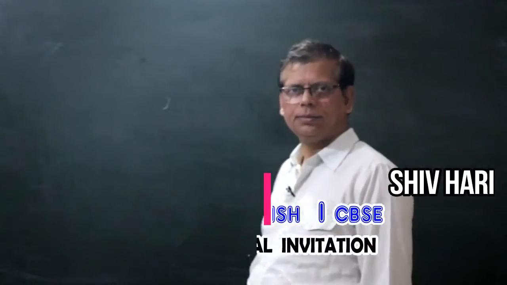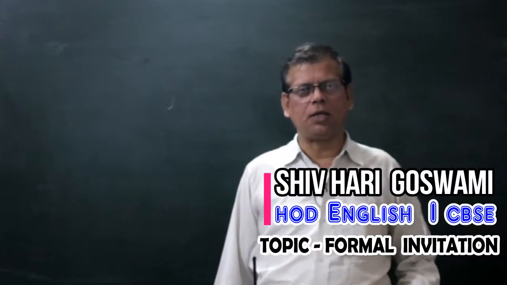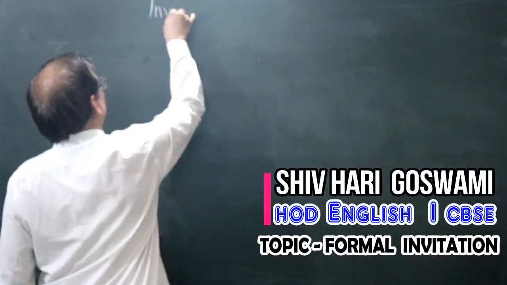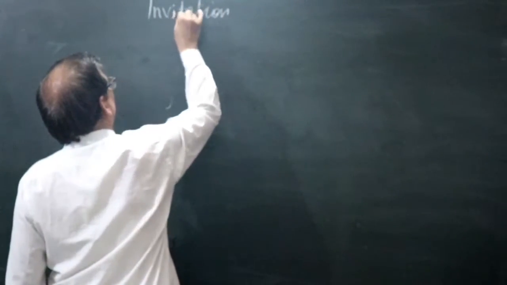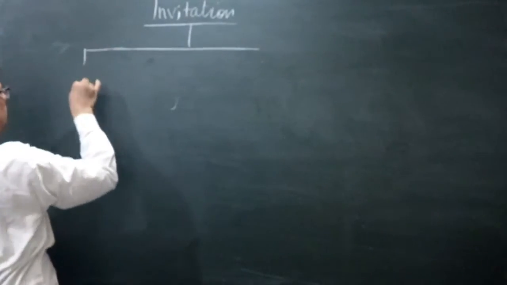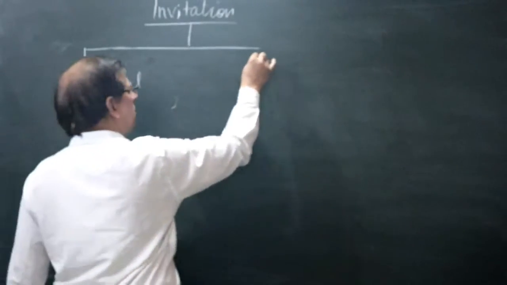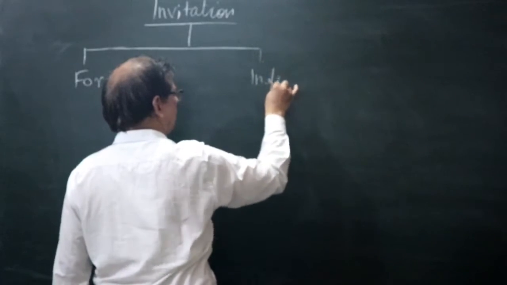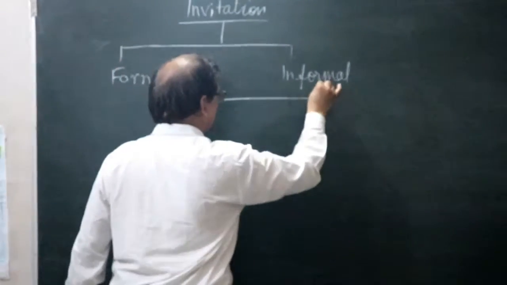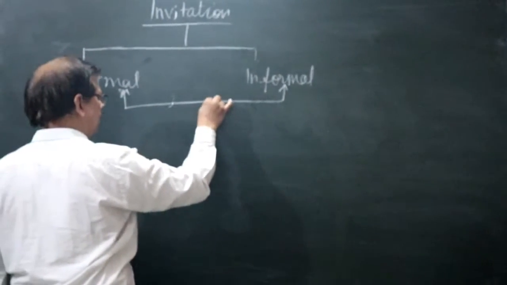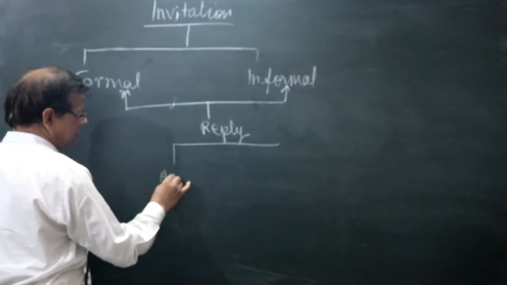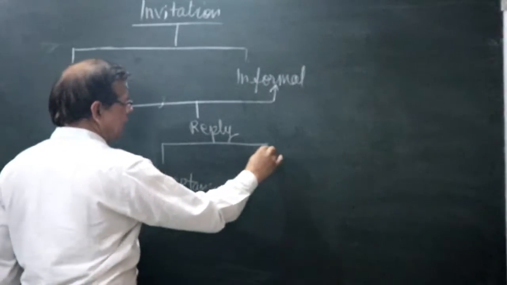Yes. Hello children. Today we are to discuss invitation. There are two types of invitation. Let us say, invitations. Two types are there. Number one, formal. Number two, informal. Two types are there, and both types, formal and informal, have reply. Reply has two parts: acceptance and refusal.